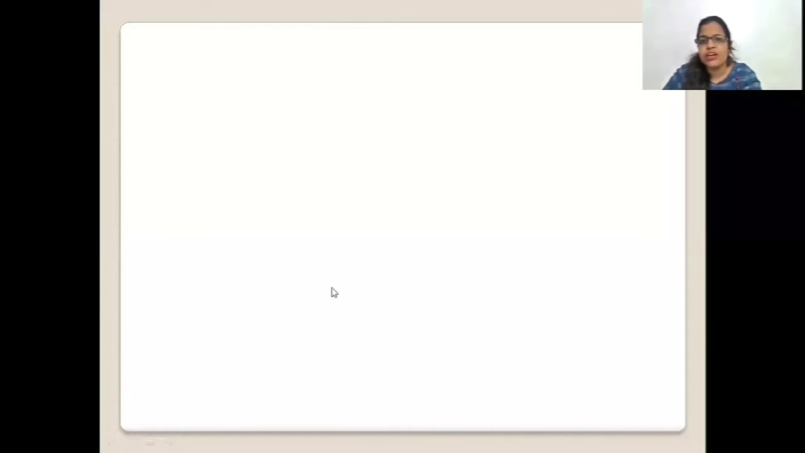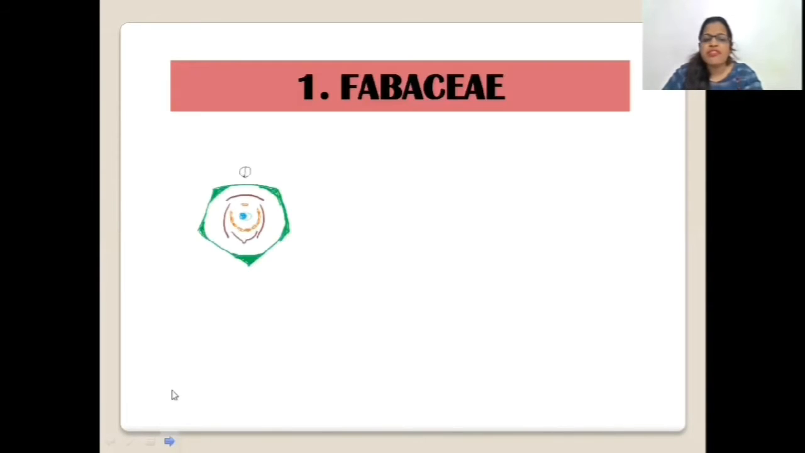for a particular family. And now it's time to start with the first family we have, that is the Fabaceae family. Now, Fabaceae is a family from which questions are asked a number of times. Of course, all the families are important. I'm not just saying that this family is the only important one. All the families are important. Their floral diagrams, their floral formulas are important.